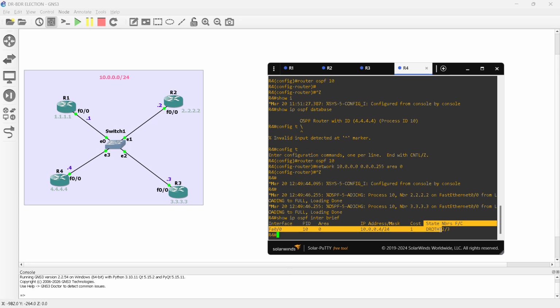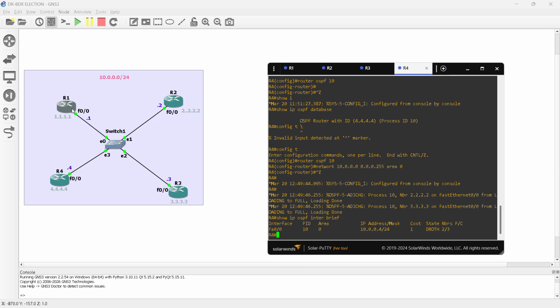Now in the neighbors, as you can see, it is telling us 2/3, so that is full state. R4 is full with 2, but neighbors with 3. What does that mean? It is in the full state, fully synchronized, with R3 and R2, as R2 and R3 are DR and BDR. But not fully synchronized with R1, as R1 is DR other, and DR other with another DR other are in the state of two-way.